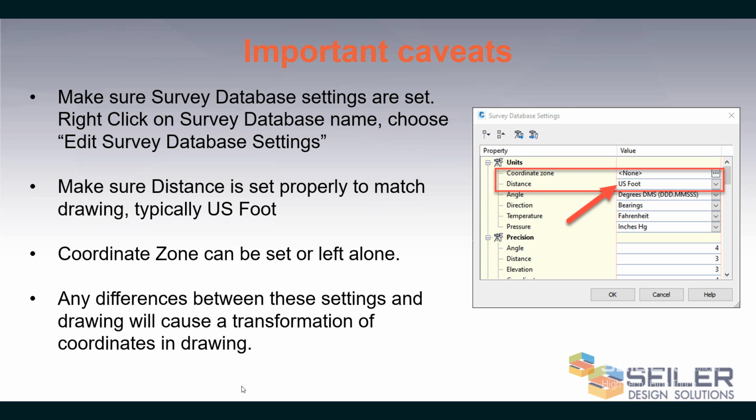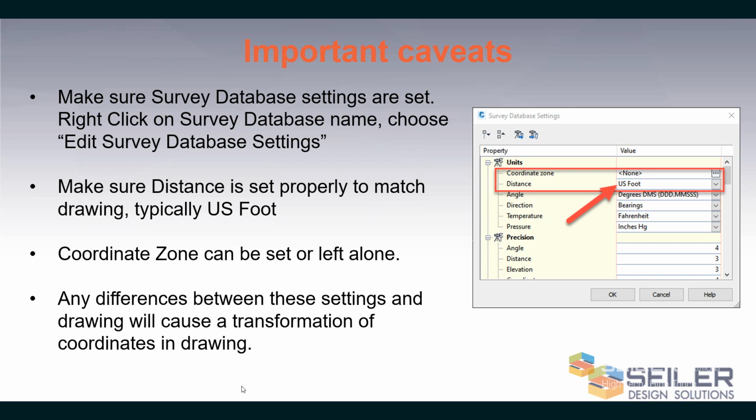Okay. Once you import your data, before we process it and actually bring it into the database, we definitely have to make sure our database settings are set properly. When you right-click on the survey database name, choose Edit Survey Database Settings. We're going to make sure the distance is set properly to match our drawing. Our drawings are typically going to be in US foot. Our data is going to be in US foot. By default, Civil 3D comes loaded using international foot as its values, okay?